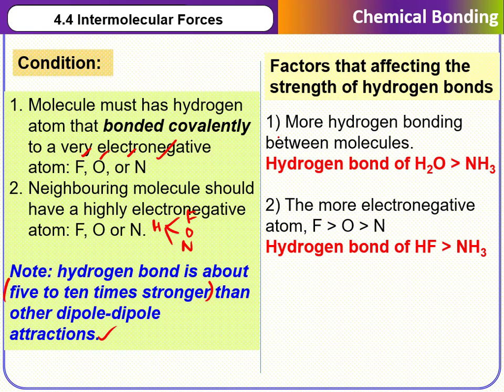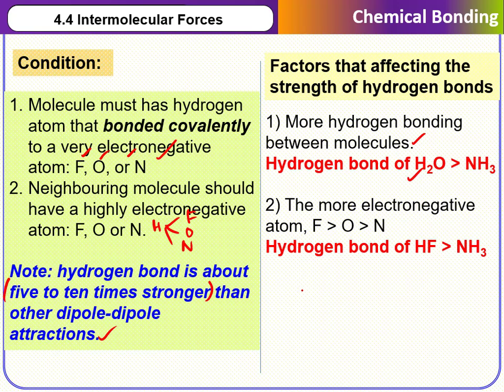What are the factors affecting the strength of hydrogen bond? If we compare water molecule with ammonia, the hydrogen bonding of water is more than ammonia molecule. Therefore, the boiling point of water is of course higher than ammonia. Why? Because water can form more hydrogen bonds between the molecules.